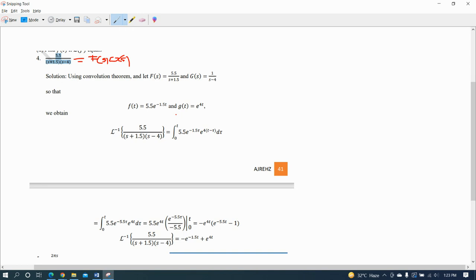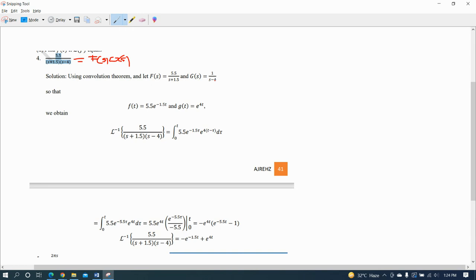Kung kanina sa convolution lang, ang kino-consider natin is what is f of t and what is g of t. This time, we consider what's f of s and what is g of s. So that, after knowing what is f of s and g of s, you will now be able to determine what's f of t and g of t. So, f of t is simply the inverse Laplace transform of this one, and that is 5.5 e raised to negative 1.5t. And also, your g of t is the inverse Laplace transform of this one, and that is equal to e raised to 4t.